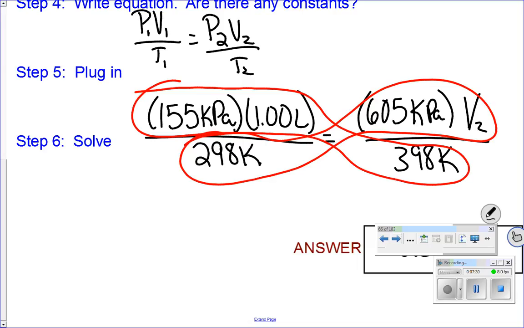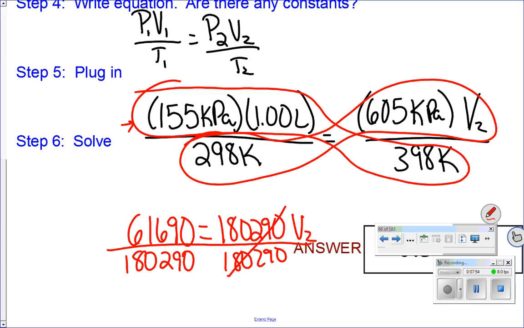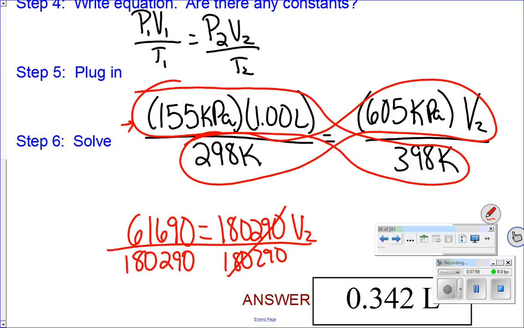You would get, for this one right here, 61690 equals 180290 times V2 or X. Got to divide both sides by that, and that will go away. So that's what's going to give you your 0.342 liters. So be very cautious. If you have three variables, it's pretty easy to screw up the math. So be very cautious with that.